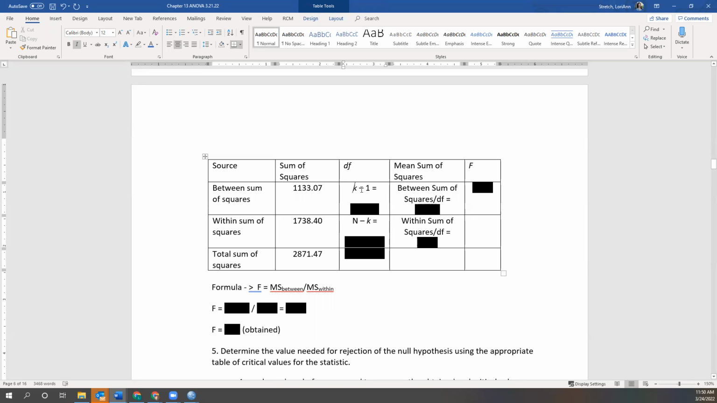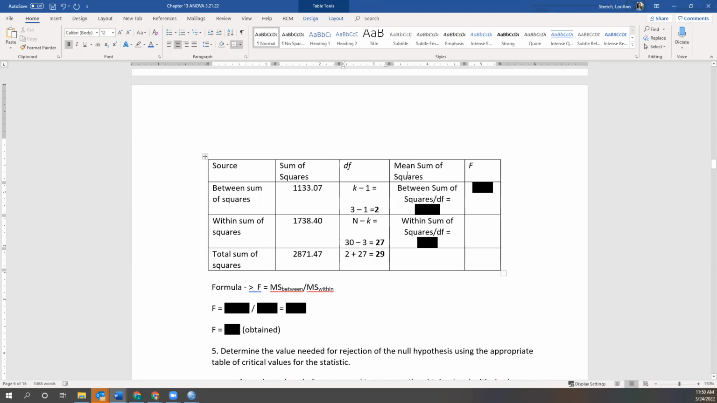So I have 3 groups, so my K is 3. All right. And then my capital N is my total number. So that's 30 minus 3, which is my K. And then my total sums is this one plus this one. So my total sums, of course, is the sum of squares for both of those. So that's those added together.